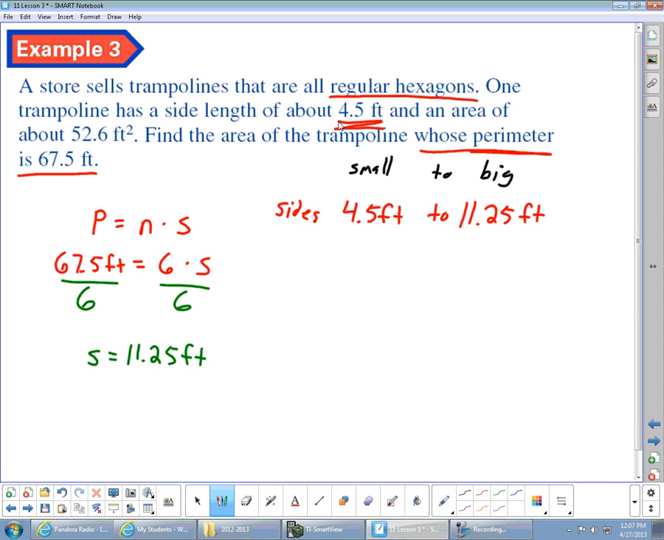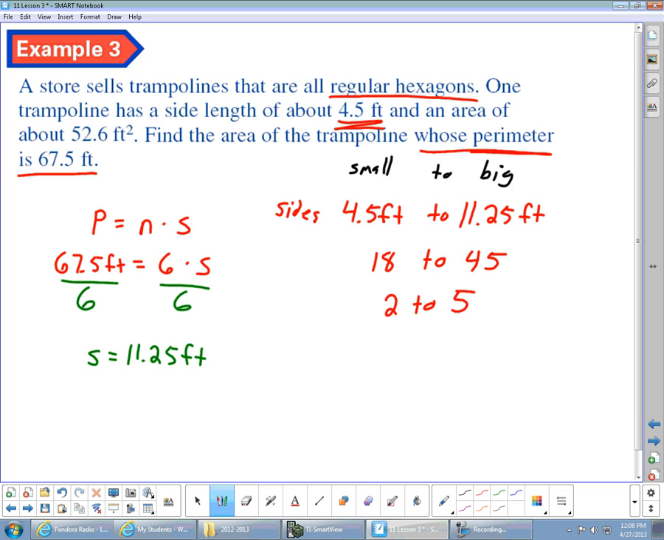and let's multiply both first by 4. So 4.5 times 4 is 18, and 11.25 times 4 is 45. 45, I almost wrote 44. And then let's reduce that by 9, so it's a 2 to 5 ratio. So the ratio from the smaller hexagon to the bigger, for their sides, or perimeters for that matter, would be a 2 to 5 ratio.